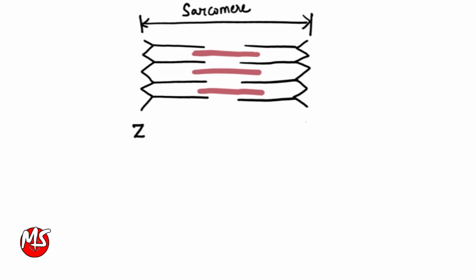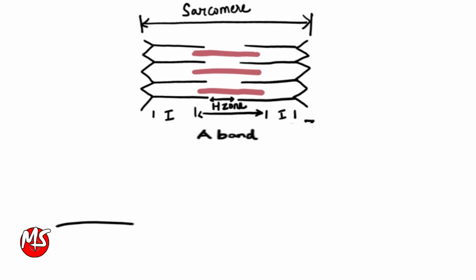In light microscope, myofibrils have light and dark bands. The light bands are due to actin filaments, and it is called I band, and the dark bands are called A bands. In this area, thick filaments line up with thin filaments. In the center of A band there is another lighter H zone, where thin filaments don't overlap the thick filament.